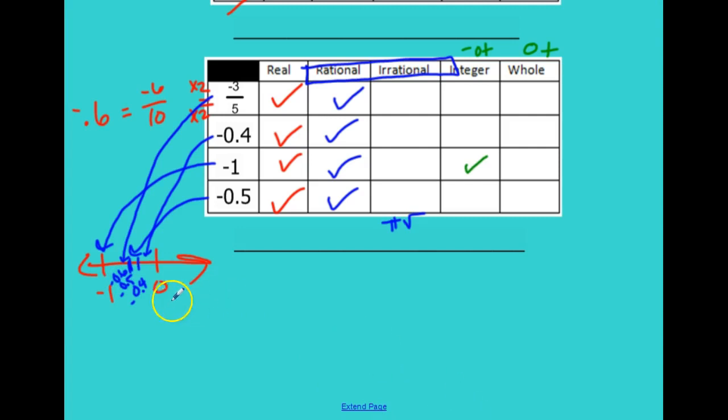So if we go from least to greatest, our least, furthest from 0 in the negatives, would be negative 1. Then our next biggest negative number, negative 0.6, then negative 0.5, and then negative 0.4. Instead of 0.6, if you put negative 3/5, that would be a better answer.